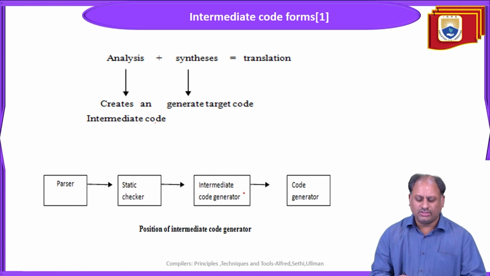So we know where the intermediate code stands: it stands in between. The output of the analysis phase is the intermediate code form, and that is sent to the synthesis part. Now you know the position of the intermediate code. After syntax and semantic analysis, the intermediate code form is available, and it comes before code optimization. So it is in between the two phases of the compiler.